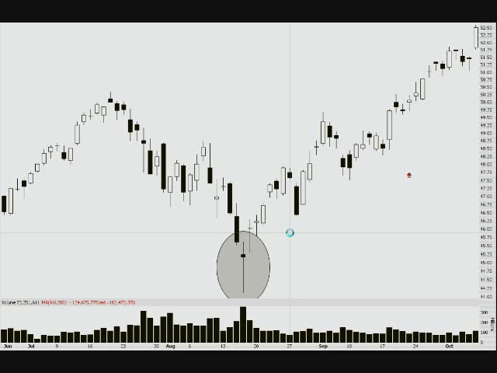I highlighted a couple of them. Then we're just going to look for some on our own. They're all over the place. The dojis, probably one of the most common candles. Everybody knows the dojis. There's different styles, so let's talk about it a little bit.